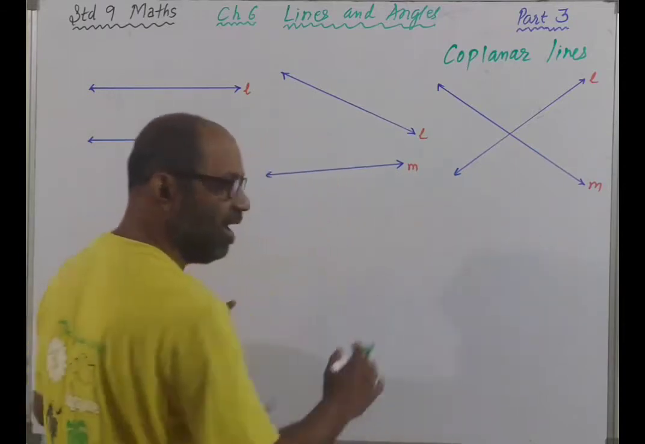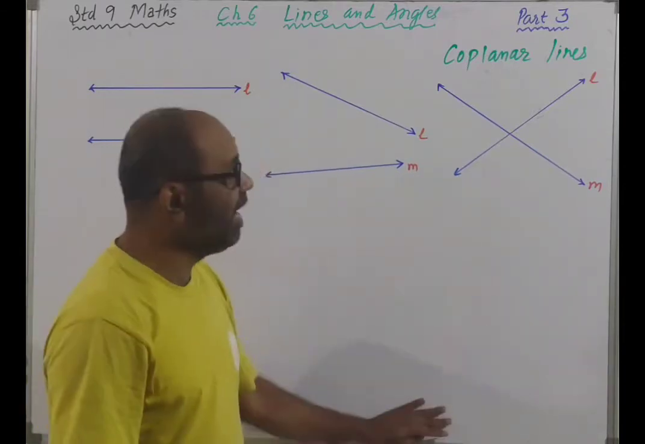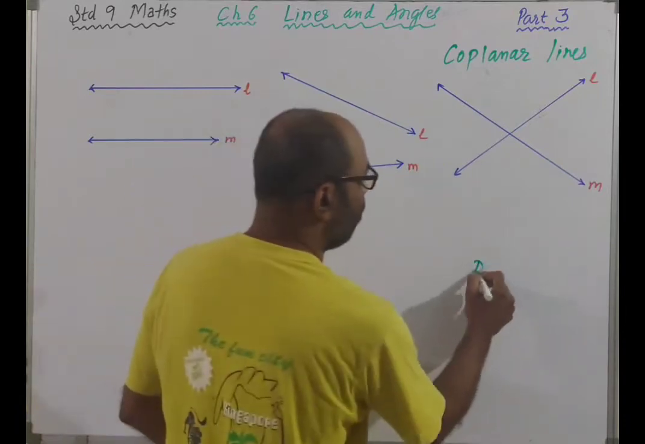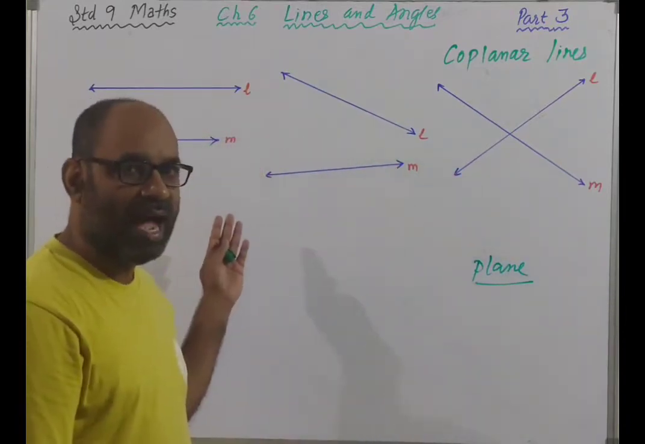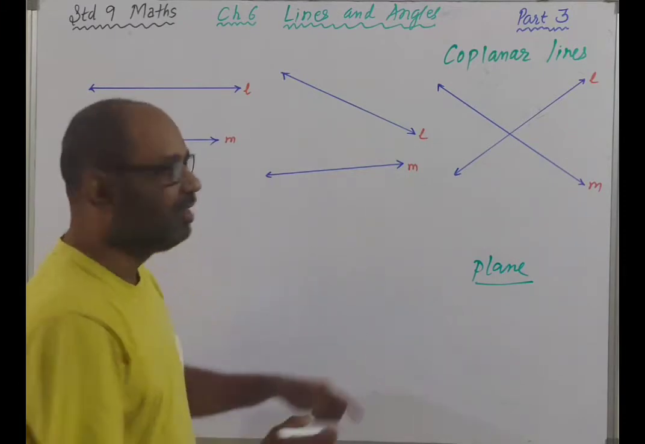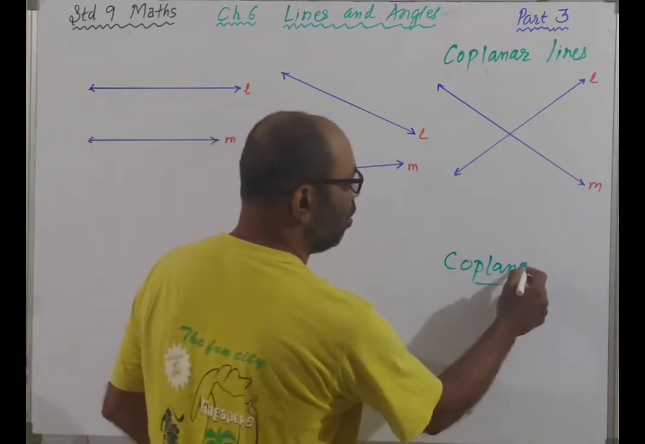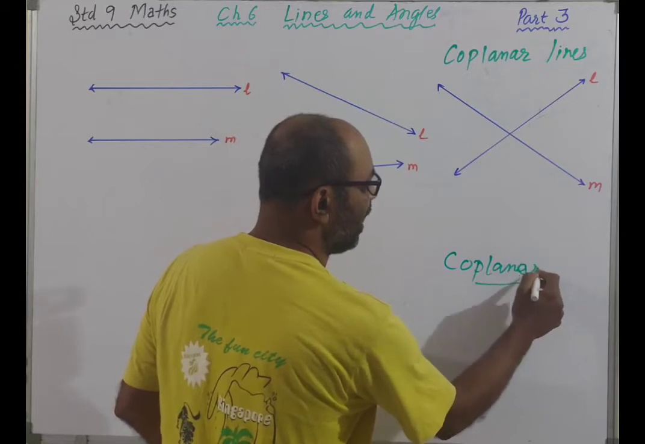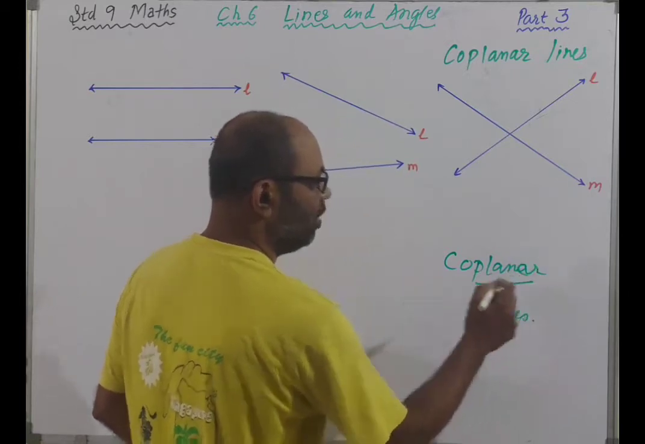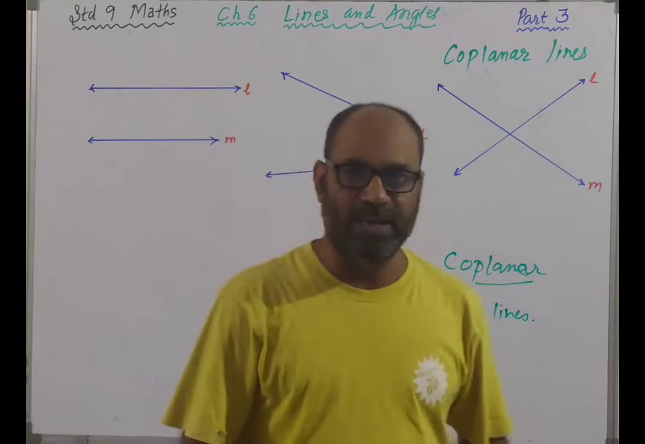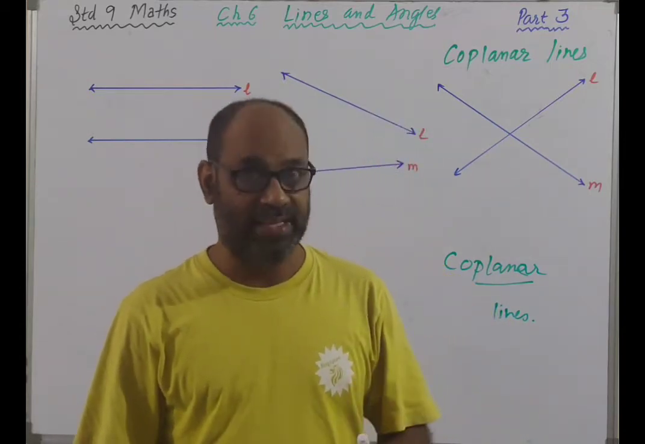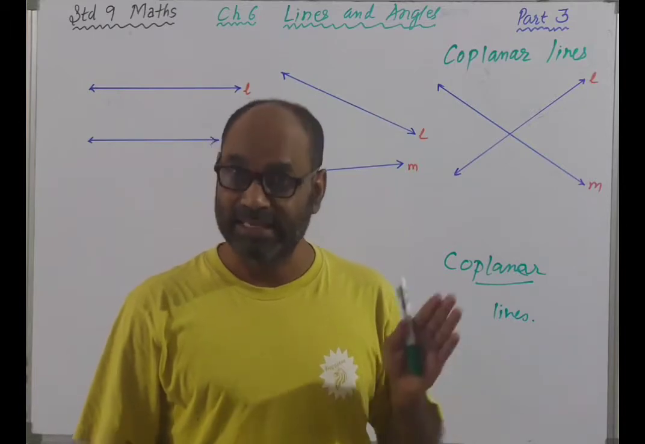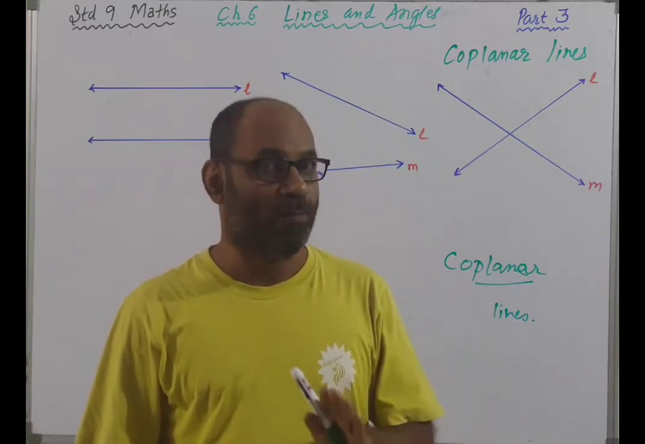एक ही बोर्ड पे है. Board is one plane. एक plane है. Board is one plane, और सारे के सारे pairs of lines lie in the same plane. That's why they are called coplanar lines. So what is the definition of coplanar lines? 2 distinct lines lying in the same plane are coplanar.